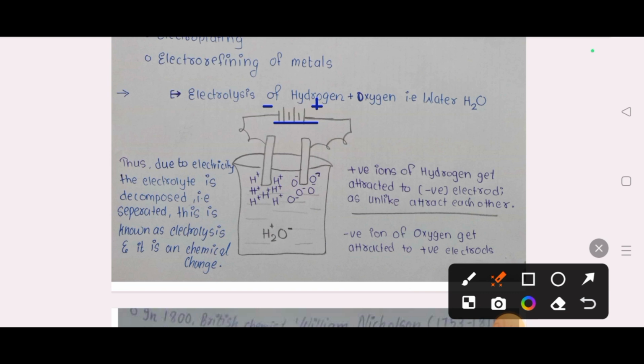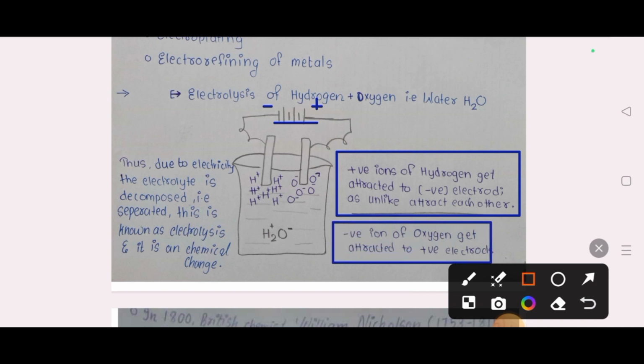It is very easy, don't get confused between it. Next, what is this? Electrolysis of hydrogen and oxygen, that is water. So as I told you, positive ions of hydrogen get attracted to the negative electrode, as unlike charges attract each other. We know unlike poles, each and every unlike thing attracts each other. So this phenomenon is used over here.